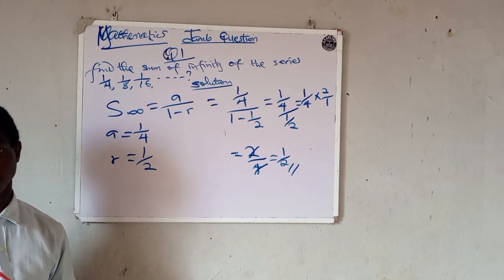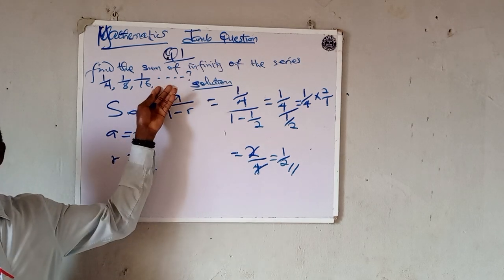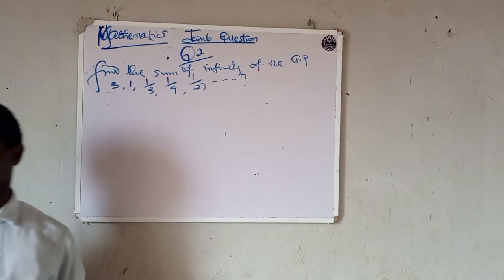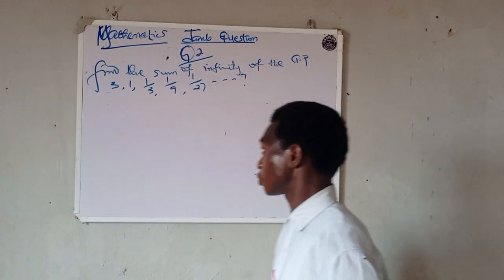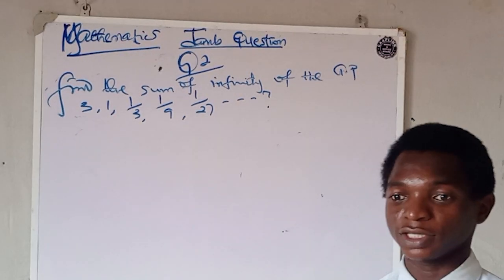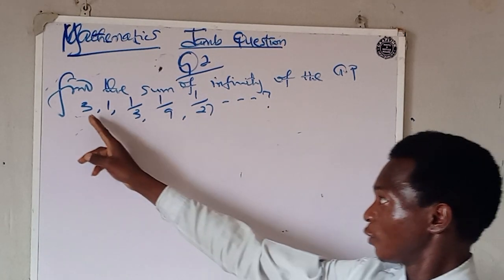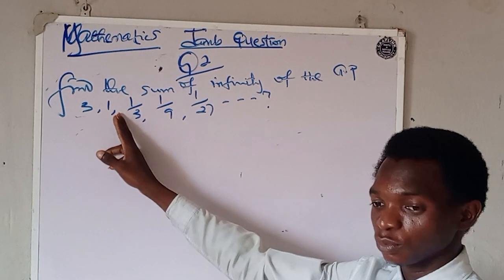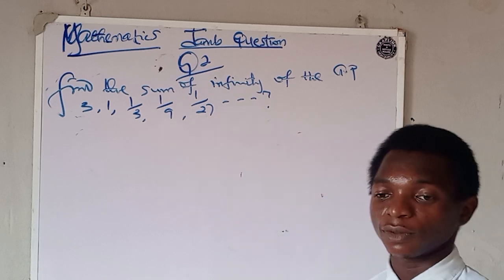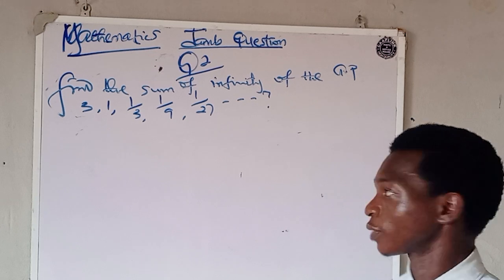That is the case. Let's look at question number 2, which has a similar situation. Now, this is case 2. We are also asked to find the sum to infinity of the GP, that is your geometric progression. The first term is 3, second term 1, third term 1/3, 1/9, 1/27. What will be the sum of this GP?